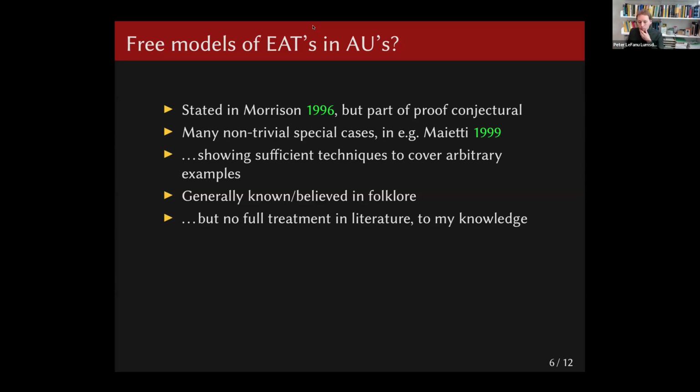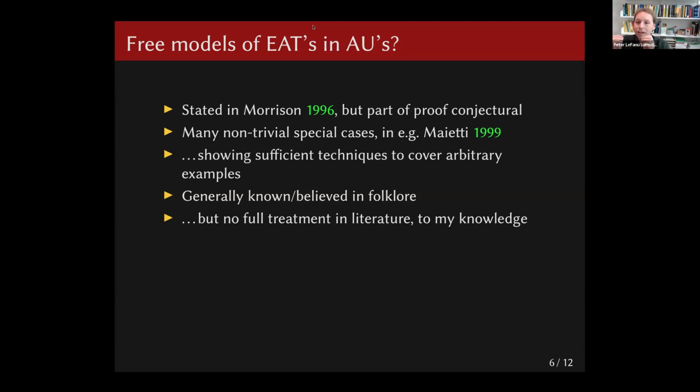There's a very nice presentation of a lot of things in arithmetic universes, including a statement that essentially algebraic theories have free models in arithmetic universes, in the master's thesis of Morrison in 1996. But part of the proof there he leaves as conjectural. He doesn't quite complete the proof. He sets up a lot of it, does a lot of the work, but doesn't quite get all the pieces together.